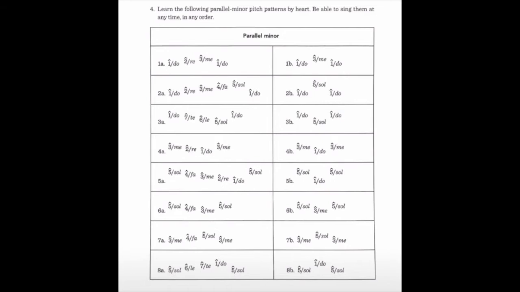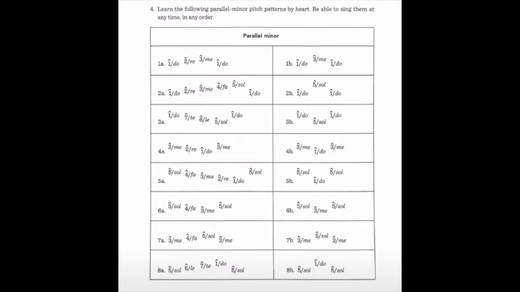Do, Re, Mi, Do, and then you go Do, Re, Mi, and then you go to 1B. Do, Mi, Do, and then you go Do, Mi, Do, and then we'll continue with 2A and B, etc. Okay? Here we go. 1, 2, 3, 4. Do, Re, Mi, Do, you sing. 1B. Do, Mi, Do, your turn.